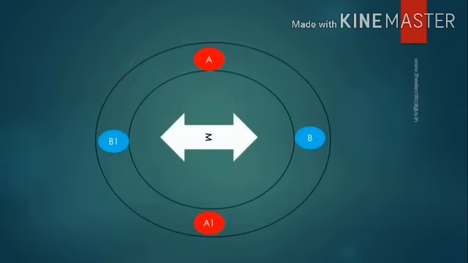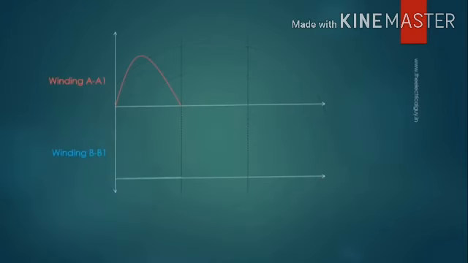So of course, when the magnet rotates by 90 degrees mechanically, the voltage across winding B1 will reach its positive peak, and the voltage across winding A1 will be 0. Therefore, we can say that these two voltages are out of phase by 90 degrees. This simply means that one voltage will reach its peak 90 degrees before the other.